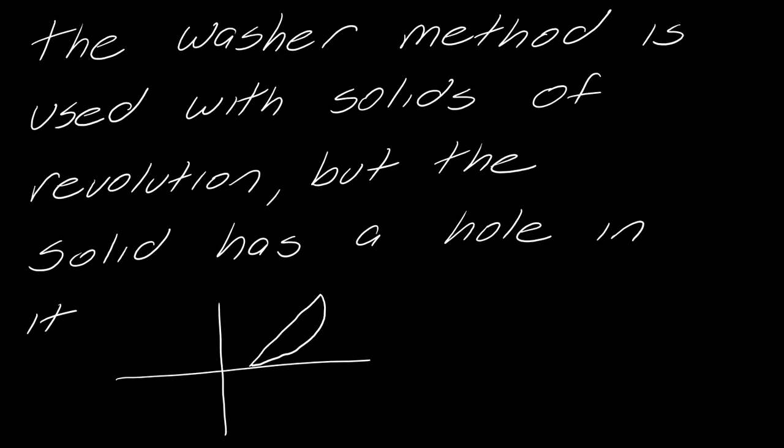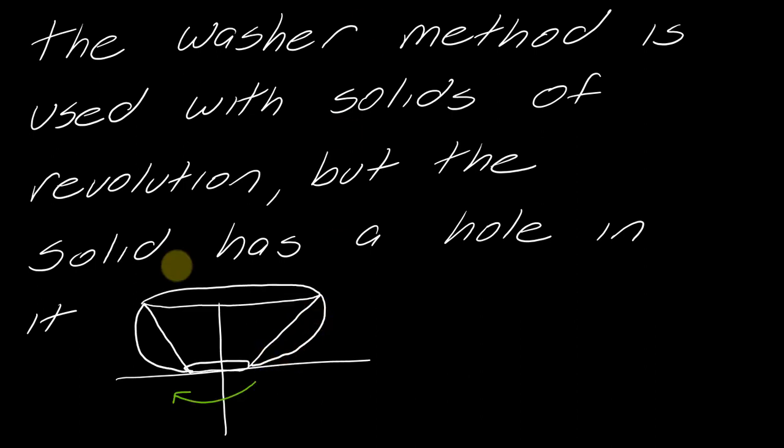Okay, so the washer method is used with solids of revolution, but the solid has a hole in it. So let's pretend I have this enclosed area here, and I want to rotate it. Think about what I'm going to get. I'm going to get this object. It's an odd looking bowl shape with a giant hole that kind of funnels through it, but the outside is a rounded shape.